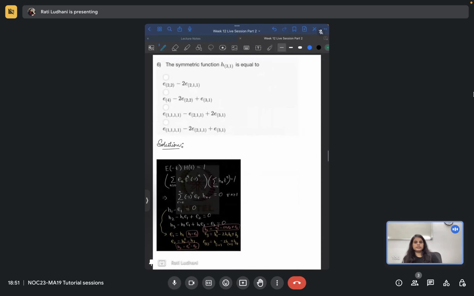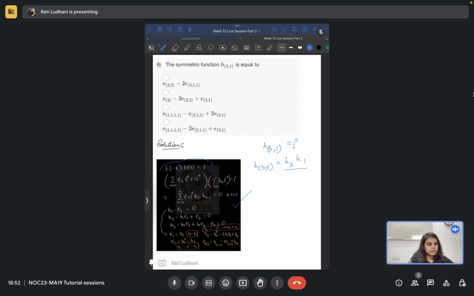Okay. Let's see the next question then. The symmetric function h31. So we have h31. What is h31? We know that this is h3 into h1, right? Okay, so h3 and h1. And now we have this relation.